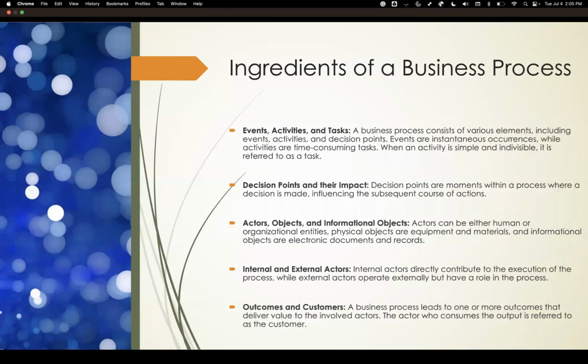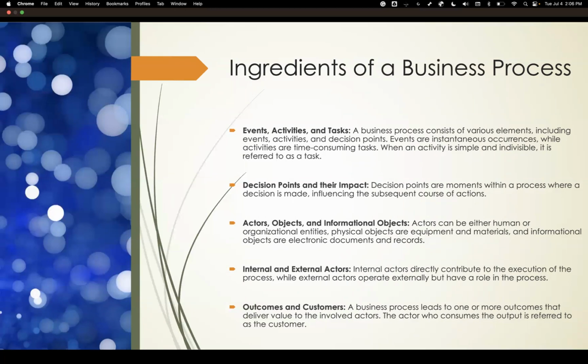Ingredients of a business process: events, activities, and tasks. A business process consists of various elements, including events, activities, and decision points. Events are instantaneous occurrences, while activities are time-consuming tasks. When an activity is simple and indivisible, it is referred to as a task. Decision points and their impact. Decision points are moments within a process where a decision is made, influencing the subsequent course of action.